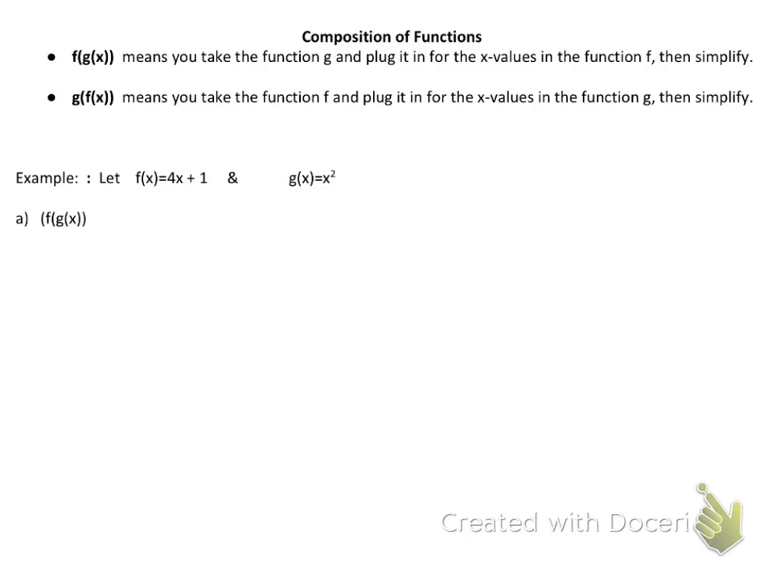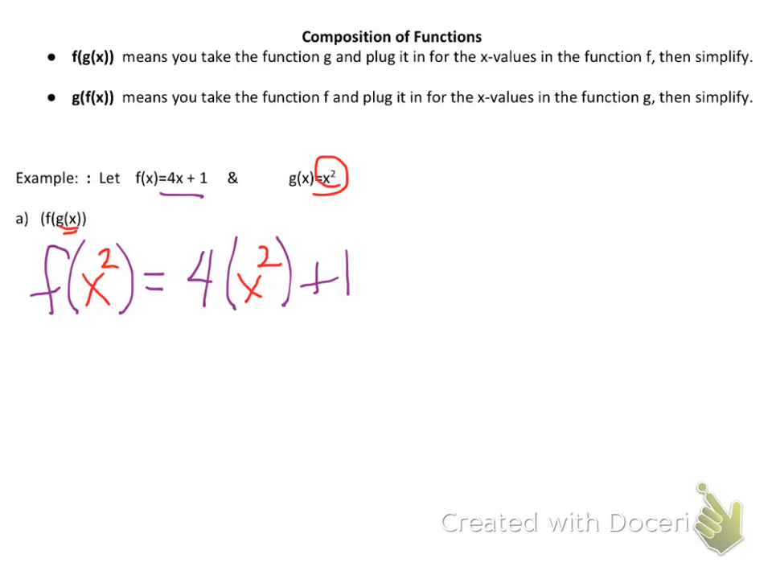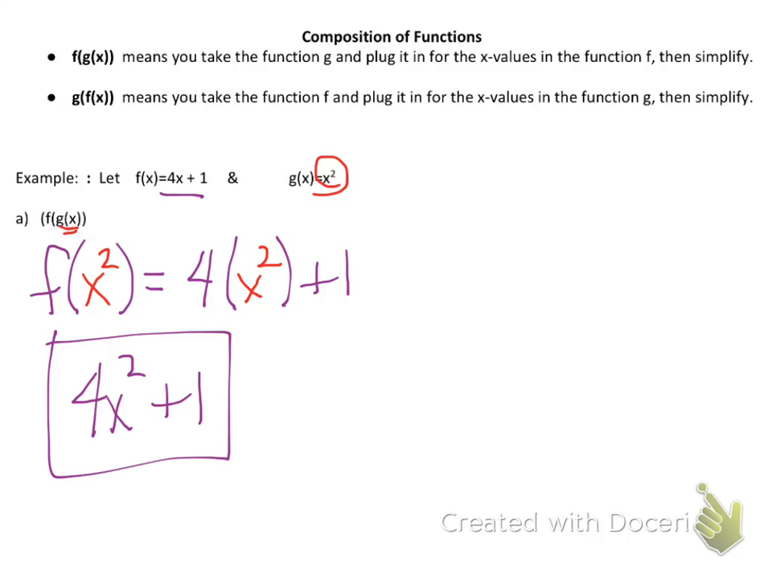So in this first example, f of g of x, the first thing we're going to do is take f of, and then g of x is x squared. So we're going to replace the notation of g of x with what it is, which is x squared. And now we're going to plug that x squared in the x spot in the f function. In this case, there's not really any simplifying that we can do. We can write it just as 4x squared plus 1.